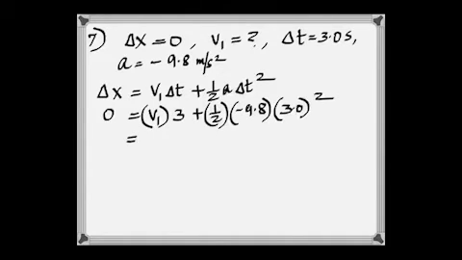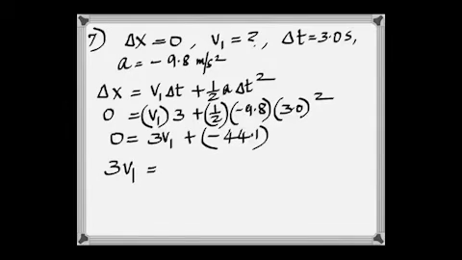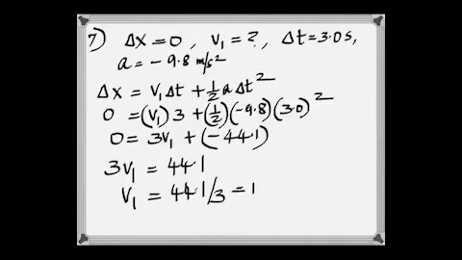All right, algebra, that's it. Half times negative 9.8 times that gives you negative 44.1. And so rearrange and you get 3v1 is that. v1 is 44.1 divided by 3. That is 14.7 meters per second.